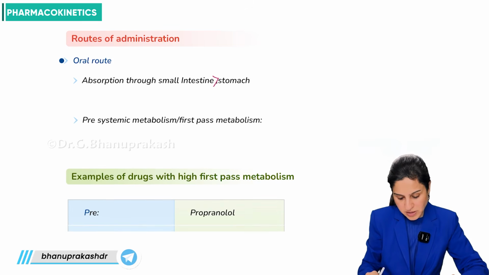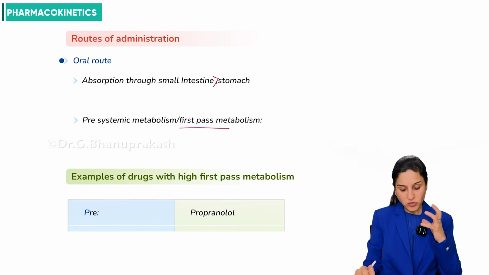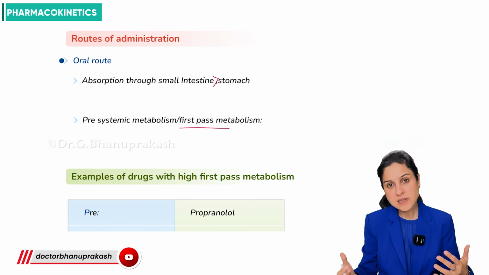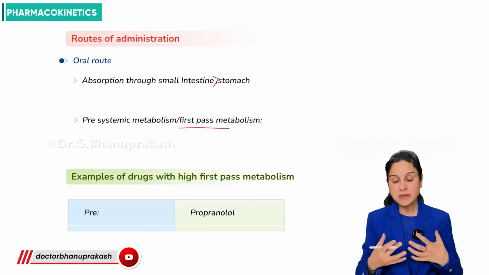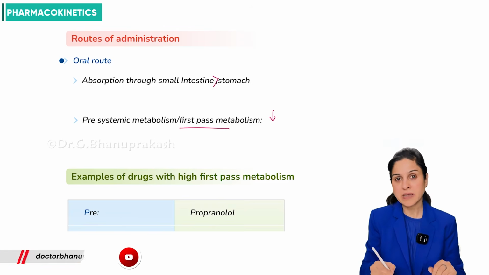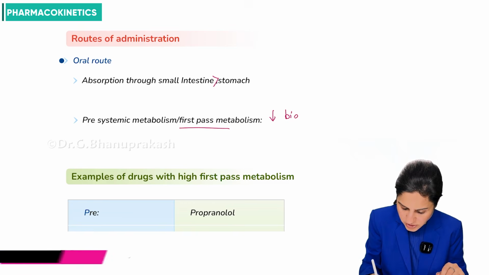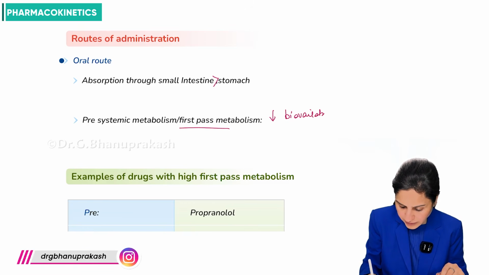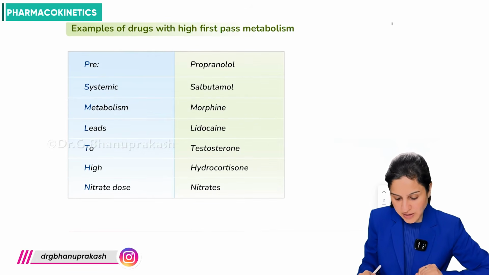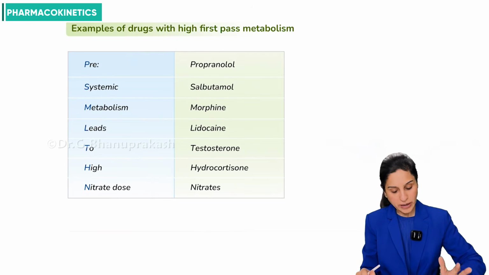Then first pass metabolism is a very important factor which determines the bioavailability of a drug which is given by the oral route. So, the higher the first pass metabolism, the more will be the wastage of the drug and the less will be the bioavailability. So, first pass metabolism decreases the bioavailability of a drug.